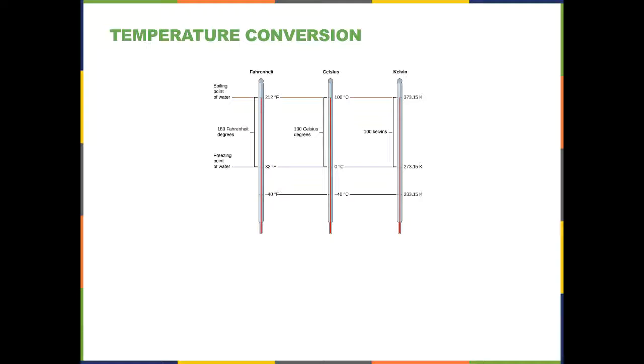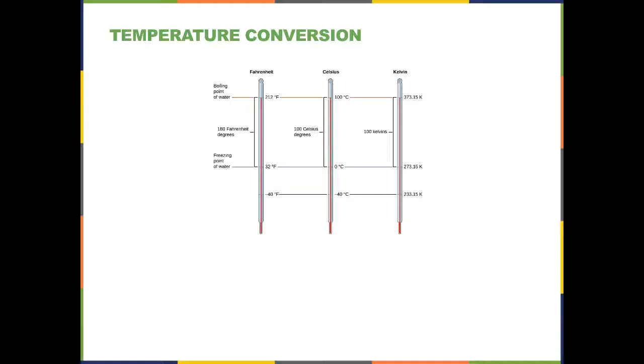Now we'll finish up speaking about temperature conversions. And these are the real calculations you're going to have to do with this week's lesson. Temperature conversions, there are three temperature scales shown here. On the left is Fahrenheit, in the middle is Celsius, on the right is Kelvin.